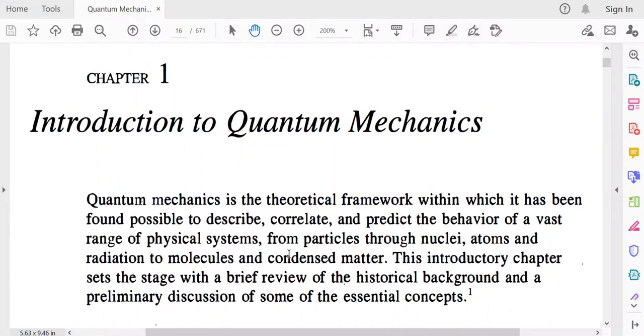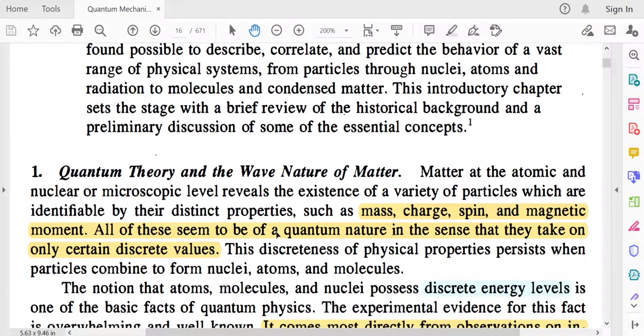Welcome everyone. In this lecture of quantum mechanics, we will discuss the introduction to quantum mechanics and the wave nature of matter. This discussion will be based on the quantum mechanics book by March and Pezer.